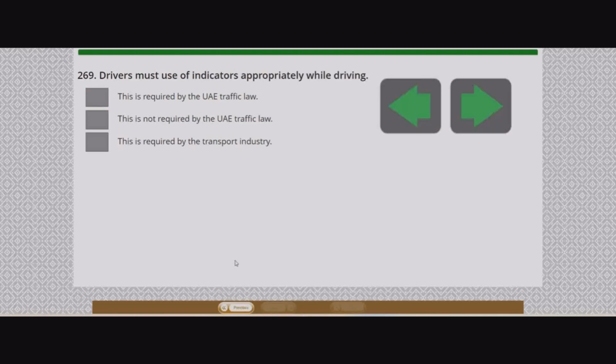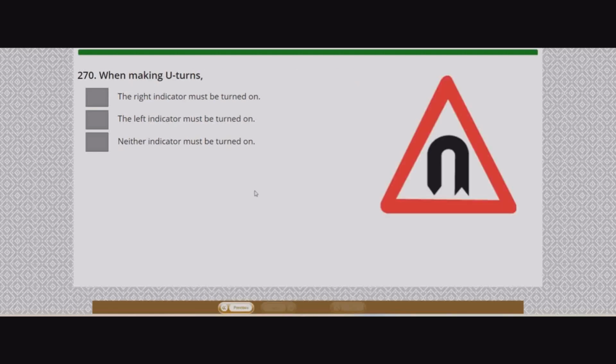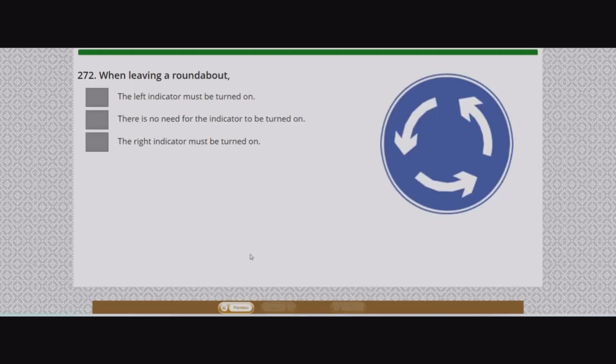Drivers must use indicators appropriately while driving. This is required by the UAE traffic law. When making a U-turn, the left indicator must be turned on. When leaving a roundabout, the right indicator must be turned on.